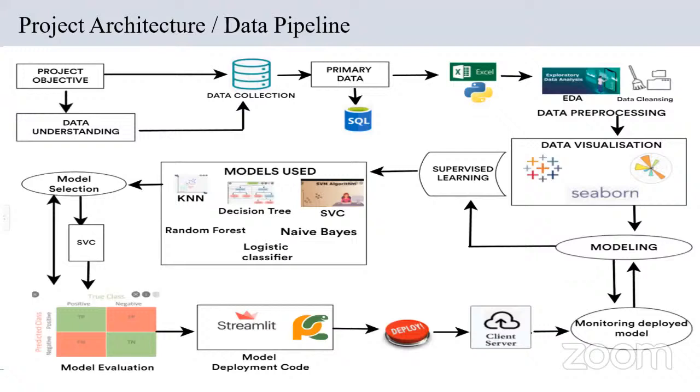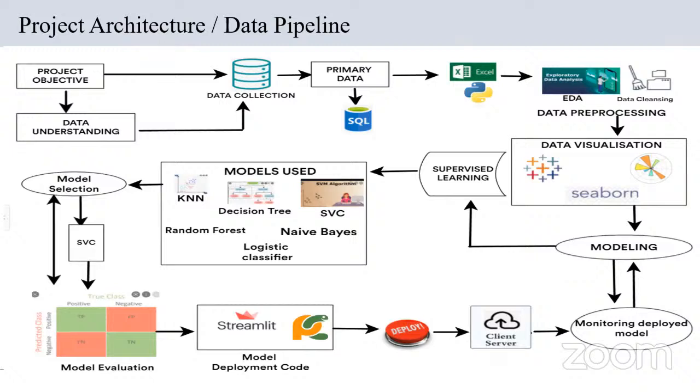Next, supervised learning. Here we divided the train and test data into 80% and 20%. Next, we move to model building. Here we have considered classifier models. They are decision tree classifier, logistic multinomial classifier, naive Bayes classifier, KNN classifier, random forest classifier, support vector classifier. Now we move to model selection. Based on accuracies, precision, and F1 score, we selected SVC amongst all the models.